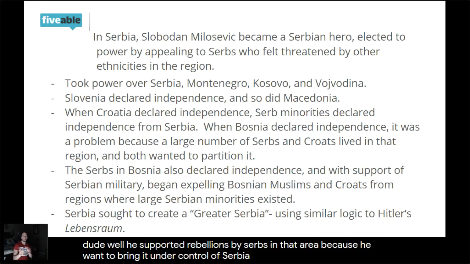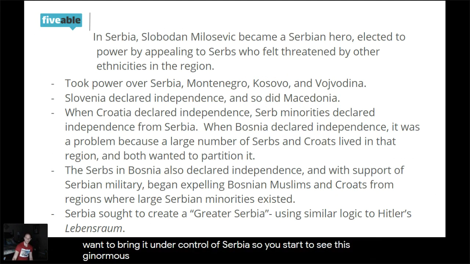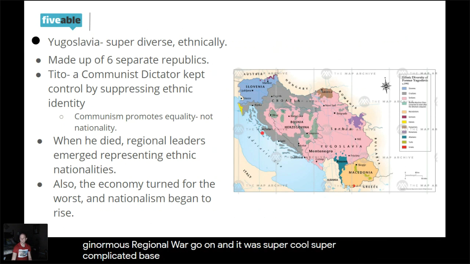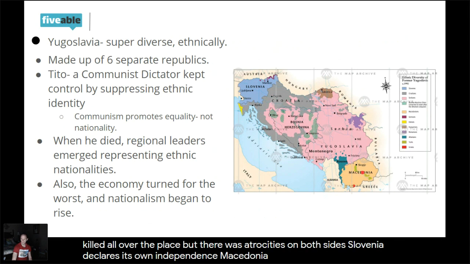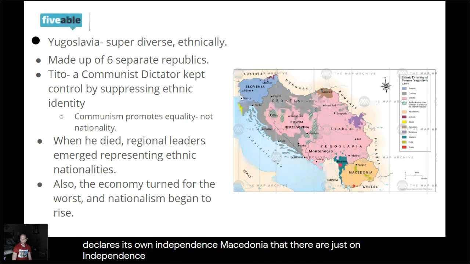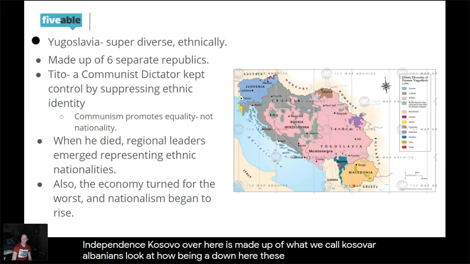So you start to see this ginormous regional war go on, and it was super complicated. Basically, what's happening is Serbs are fighting Bosnians. Croatians are also fighting Bosnians. Bosnians are getting killed all over the place, but there were atrocities on both sides. Slovenia declares its own independence. Macedonia declares its own independence. Kosovo over here is made up of what we call Kosovar Albanians. Look at Albania down here. These folks are ethnic Albanians. They're not Serbs, but they were part of Serbia.